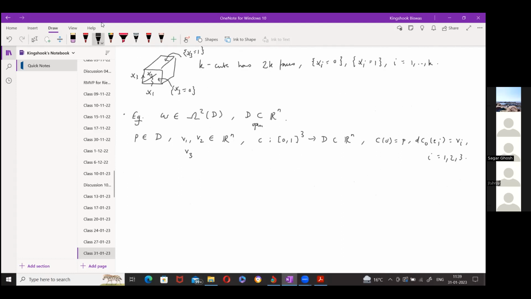Then what do I have? Here's my point P. I have 3 vectors, V1, V2, V3.